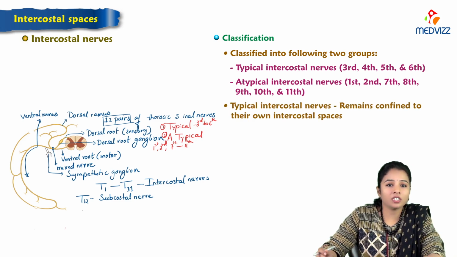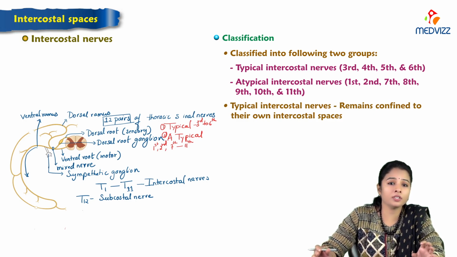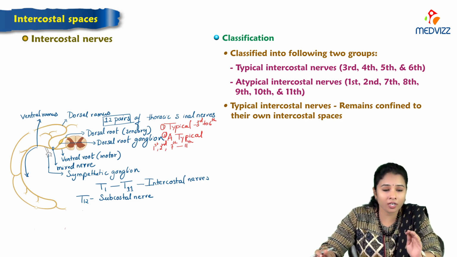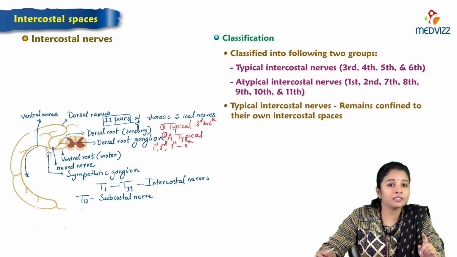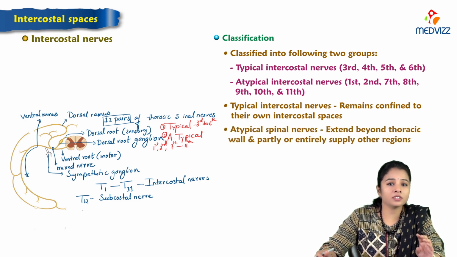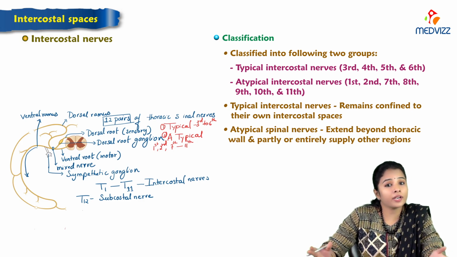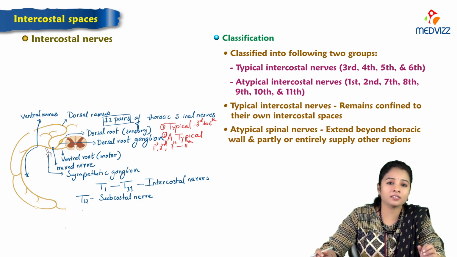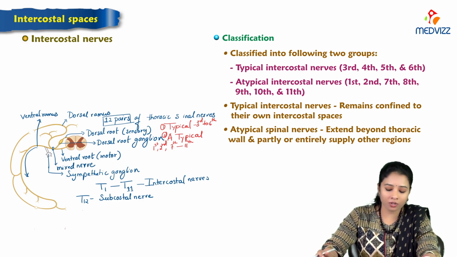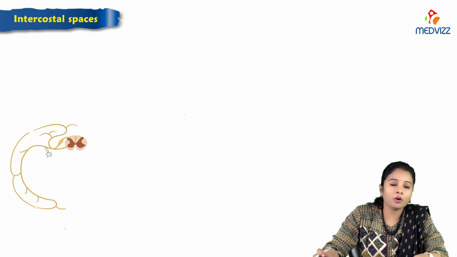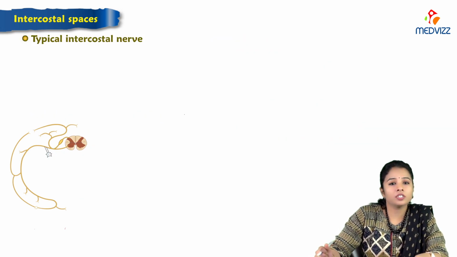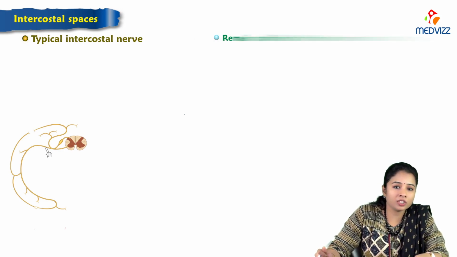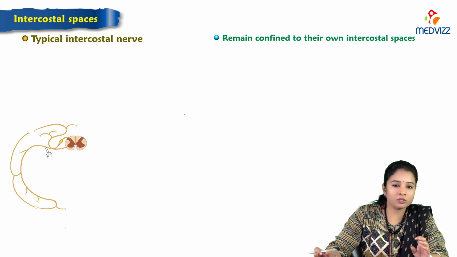The typical intercostal nerves are those which remain confined to their own intercostal space, meaning they supply only the thoracic wall and are present in that particular intercostal space. Whereas atypical intercostal nerves extend beyond the thoracic wall and partly or entirely supply other regions. That is the reason they are called atypical intercostal nerves. Now let us discuss the typical intercostal nerve, which remains confined to its own intercostal space.